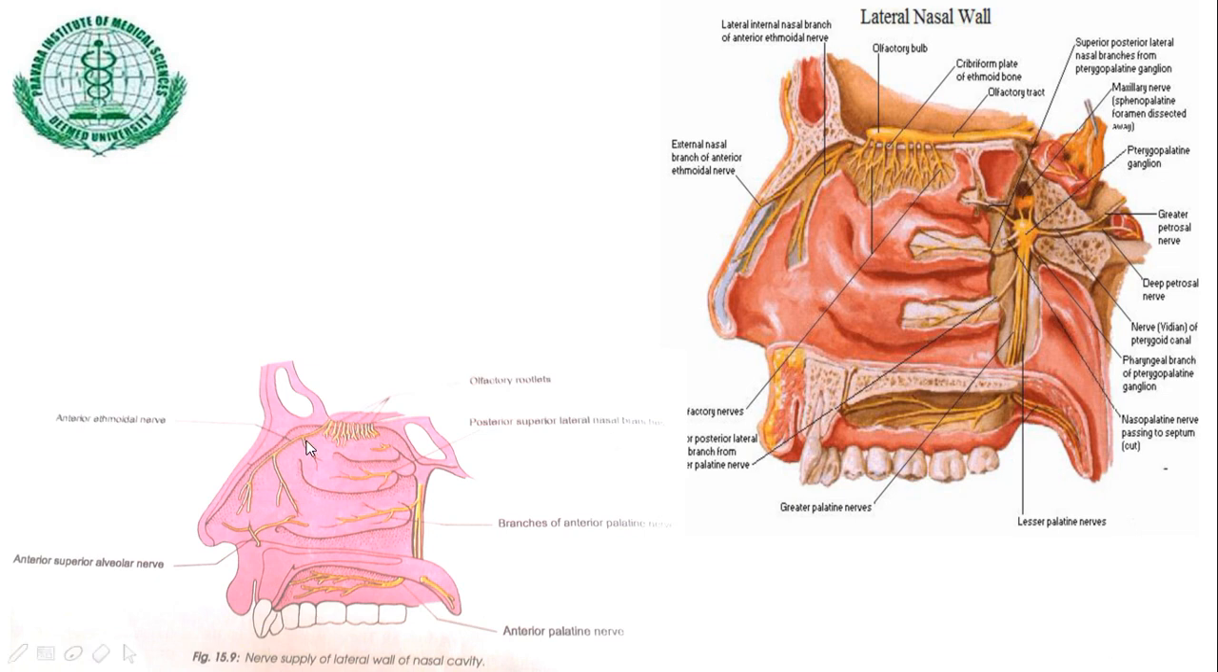Moving on to the nerve supply of this lateral nasal wall, the anterosuperior quadrant of it is supplied by the anterior ethmoidal nerves, which are branches of the ophthalmic nerve. The posterosuperior part receives nerve supply from the posterior superior lateral nasal branches, while the anteroinferior part receives the nerve supply from the anterior superior alveolar nerve, which are branches of the maxillary nerve. And the posteroinferior part of it receives the anterior palatine branches from the pterygopalatine ganglion. The uppermost part receives the olfactory nerves.